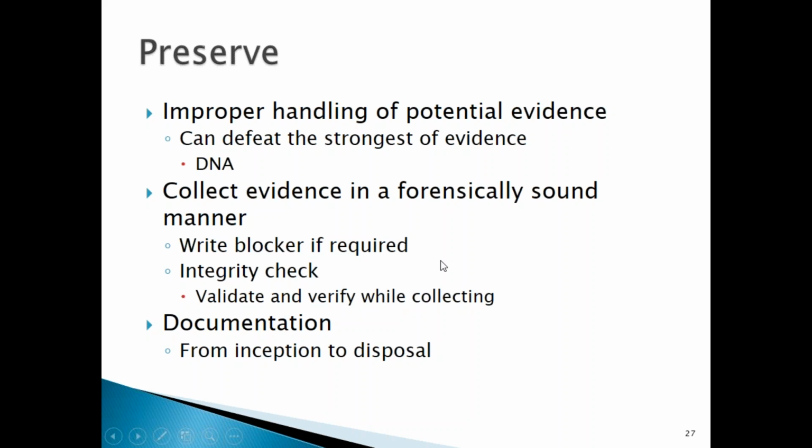And remember, in most court systems, if it's a capital crime or capital punishment type crime, it's got to be justified beyond a reasonable doubt for a guilty verdict. Very hard to do with poor handling of the evidence. So what do we do to collect evidence in a forensically sound manner?